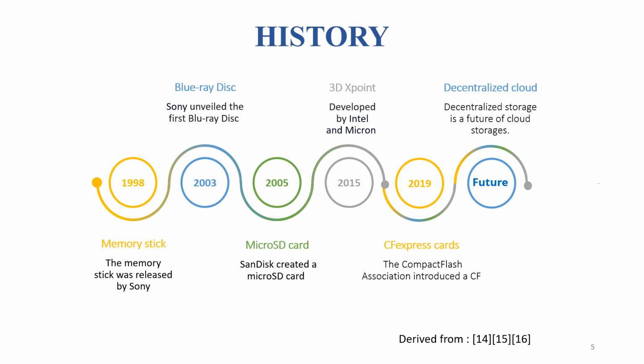In 1998, the memory stick was introduced by Sony, and then in 2003, the Blu-ray disc was introduced by Sony. The main difference between a Blu-ray disc and a normal disc is that Blu-ray uses a much smaller wavelength light to record data onto the disk. This enables the writing arm to pack the data much more precisely onto the disk. Later in 2005, micro SD card was introduced by SanDisk, and in 2015, 3D Crosspoint was introduced by Intel and Micron together. Even though it is written as 3D XPoint, it is read as 3D Crosspoint. We will discuss 3D Crosspoint later. In 2019, CFexpress card was introduced, and the future of the memory technologies lies in decentralized clouds.